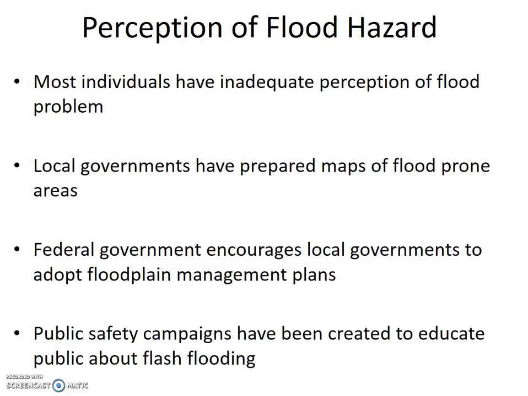Wrong. Local governments have prepared maps of flood-prone areas, but they are sometimes hard to find, probably because they are often controversial, as they can have financial implications, such as mandatory and expensive flood insurance. The federal government encourages local governments to adopt floodplain management plans, which contrasts with developers who know people will pay a lot to live at risk next to a beautiful river. And public safety campaigns have been created to educate the public about flash flooding. Have the campaigns reached you?